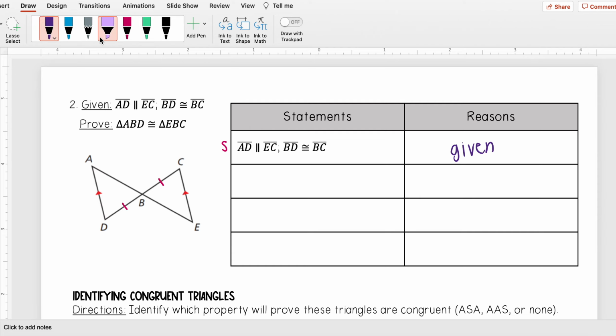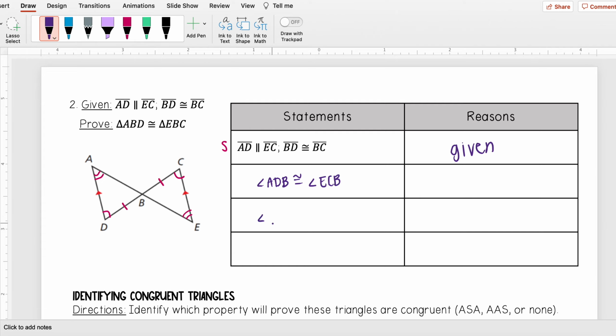Well, both of these lines right here actually act as transversals to my parallel lines. And so that means, using the alternate interior angles theorem, angle D is congruent to angle E, and angle A is also congruent to angle E. Or we'll go ahead and use the three letters. So I have that angle ADB is congruent to angle ECB.